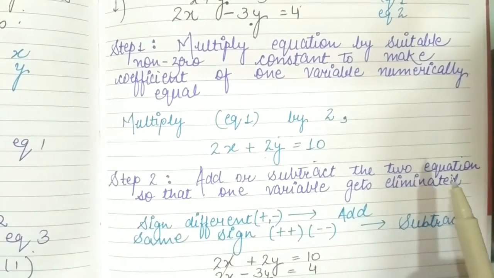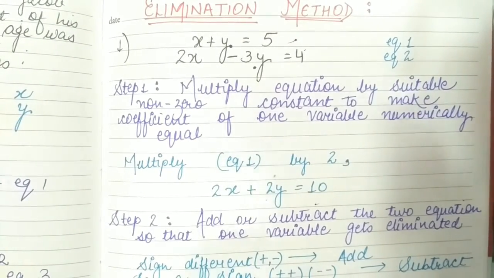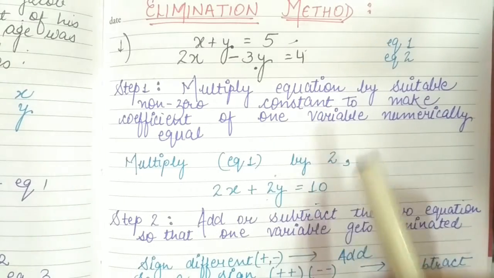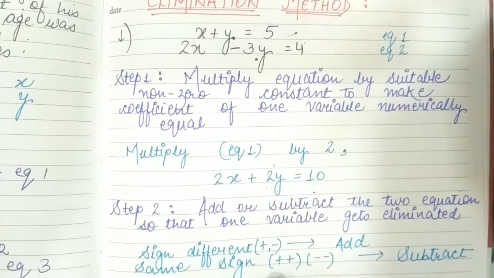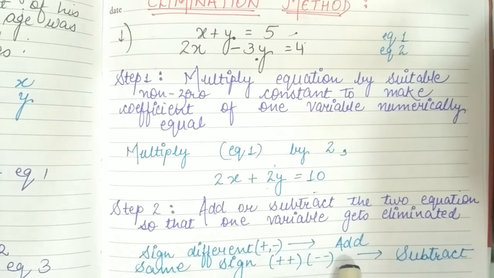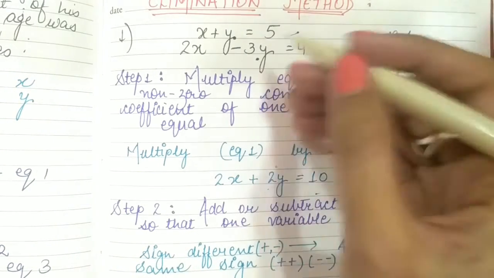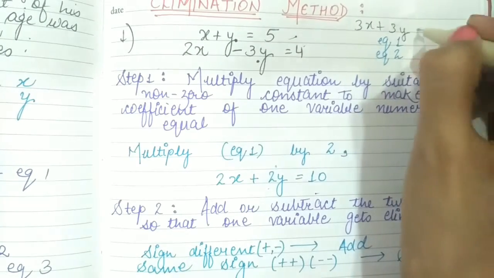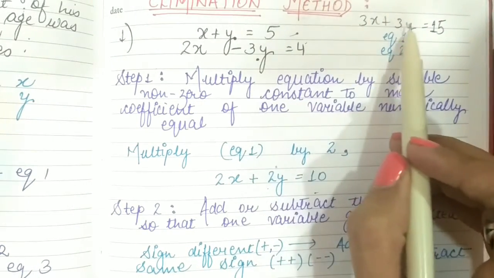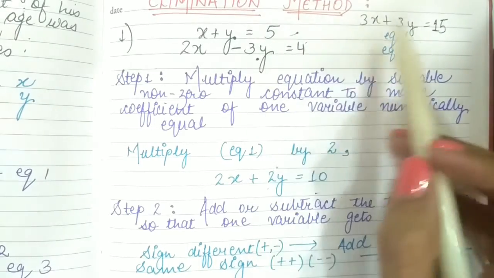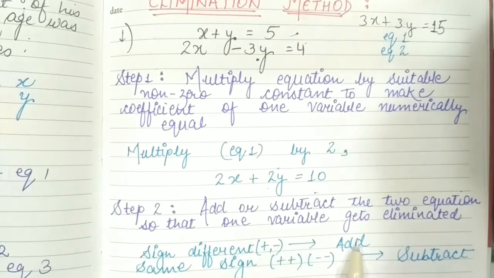Now the next step is to add or subtract the two equations so that one variable gets eliminated. How are we going to decide whether to add or subtract? For this, observe the signs. In this case, 2x is positive and in equation 2 also 2x. The signs of both the coefficients are the same. When the signs of the coefficients are the same, we are going to subtract. For instance, if I multiplied equation 1 by 3, then it would become 3x plus 3y equals 15. Okay. So observe here, the coefficient of y is 3 and the coefficient of y is 3, but the signs are opposite. Here the sign is positive and in equation 2 the sign is negative. So when the signs are different, we are going to add.